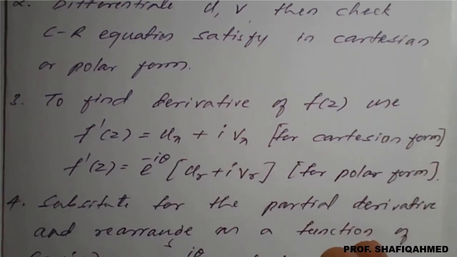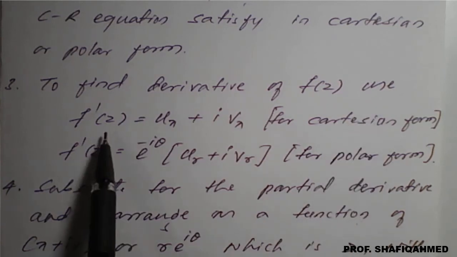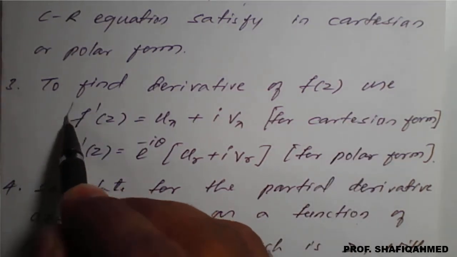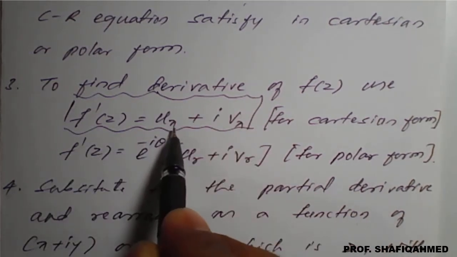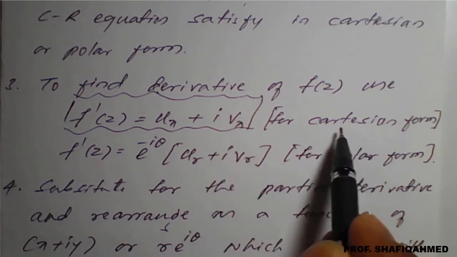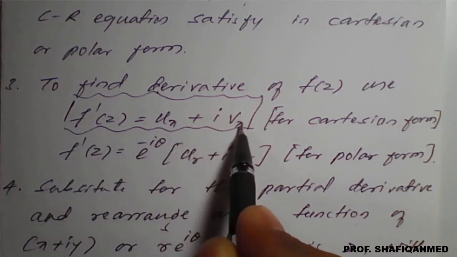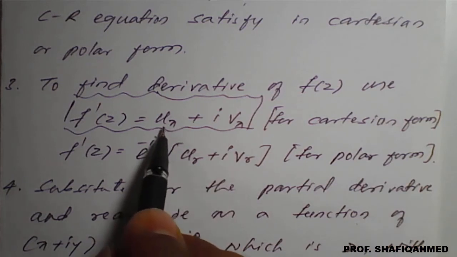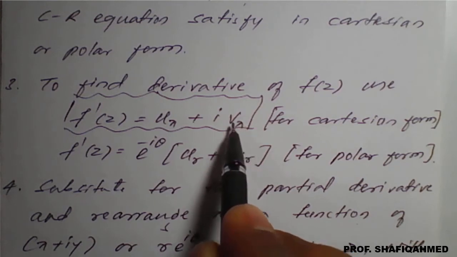Then step number 3 is to find the derivative of the given function f of z. This is very important. We are going to use f dash of z is equal to ux plus i times vx for the Cartesian form, where ux is the partial derivative of u with respect to x and vx is the partial derivative of v with respect to x.